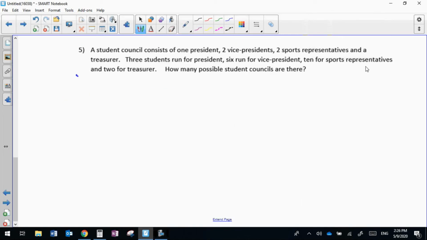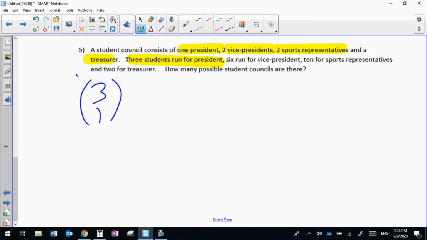How about if we want to consider the possible student councils we could have? So in a certain school, a student council consists of 1 president, 2 vice presidents, 2 sports reps, and a treasurer. And we are told that 3 students run for president. Well, let's start with presidents. If there's only 1 president and 3 students run for president, we have 3 possible presidents. We could also look at that as 3 choose 1, which is also equal to 3.